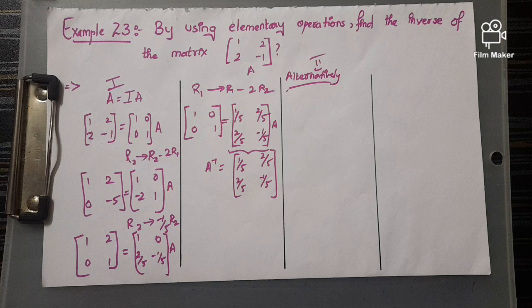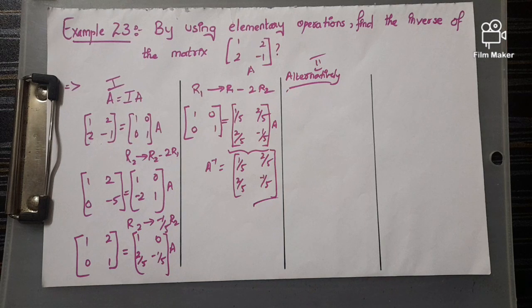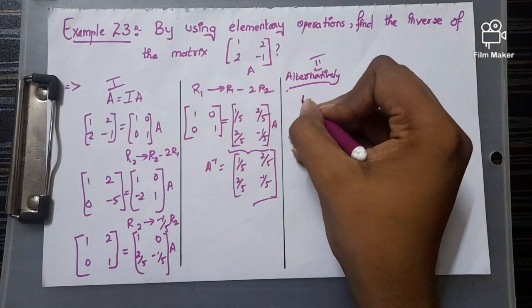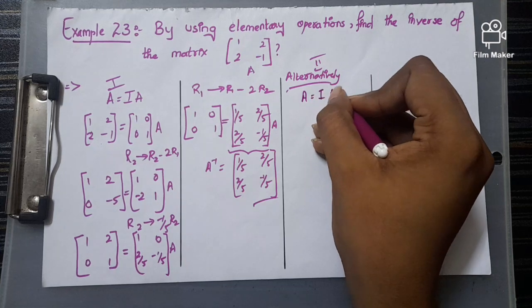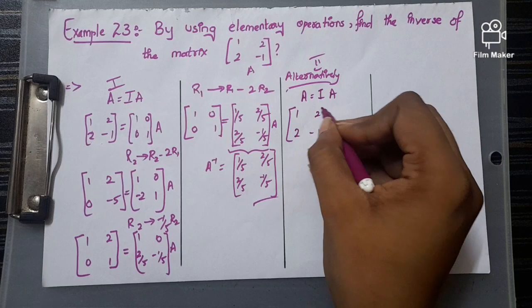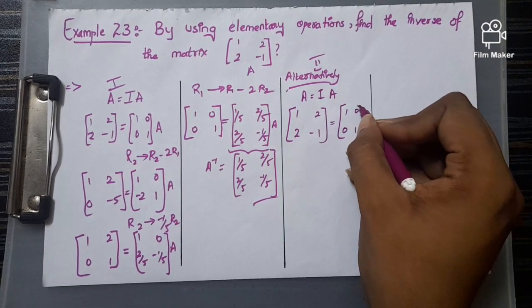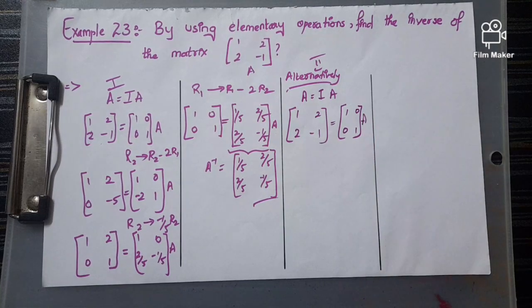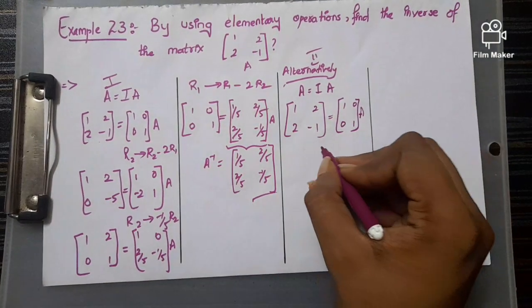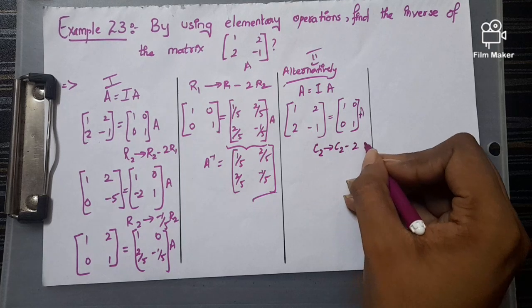Here we are going to change columns in order to achieve our A inverse, the same result, by changing the columns. Now we will see what the first step is. Again, A equals IA, therefore [1 2; minus 1 2] equals [1 0; 0 1] A. Focus on columns, so C2 is changed to C2 minus 2 C1.